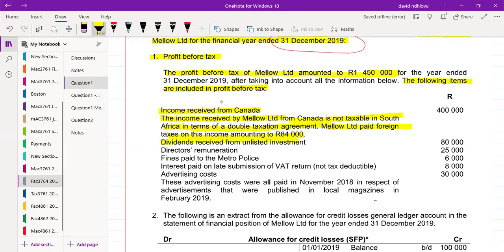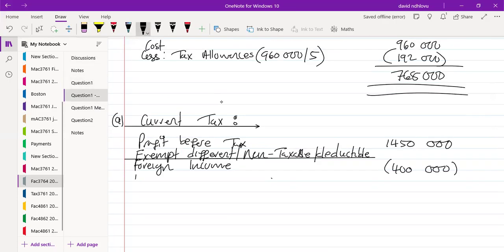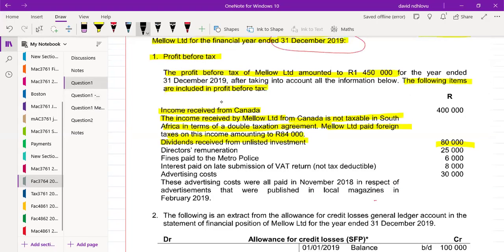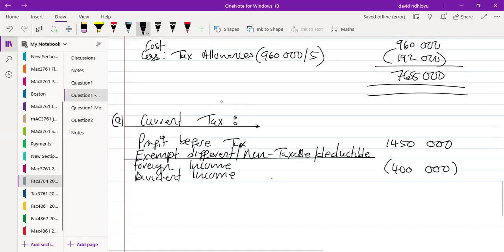Dividend received 8,000. So this is dividend income. Dividend income is not taxable in the hands of a corporate shareholder, which is a company. So therefore, it represents an exemption. In accounting, it is included under other income. But for tax purposes, it is not. We are going to deduct that amount.